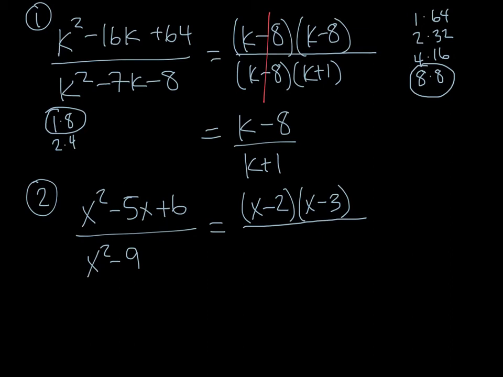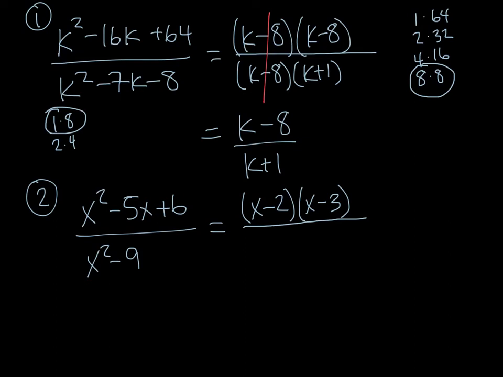Let's look at the denominator now. So this is a difference of squares. This is a two-term polynomial here, a quadratic, where you've got something squared minus something else squared. A difference of squares is what it's called. So a minus sign in between two things squared.